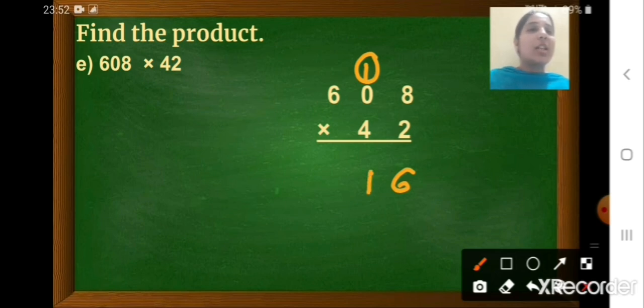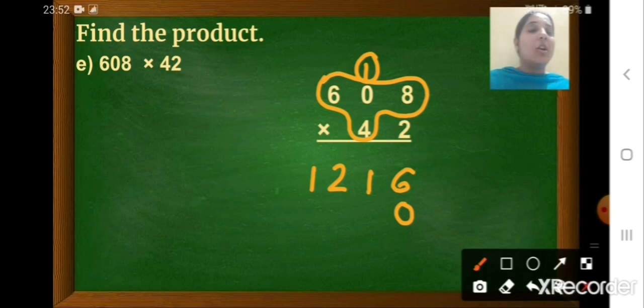And now 6 2s are 12. So that we will write here. Now we will write one 0 here. Now we will multiply the multiplicand by the digit 4 here, or 4 tenths. That we may say is 40. So that's why we have already written 0 here.